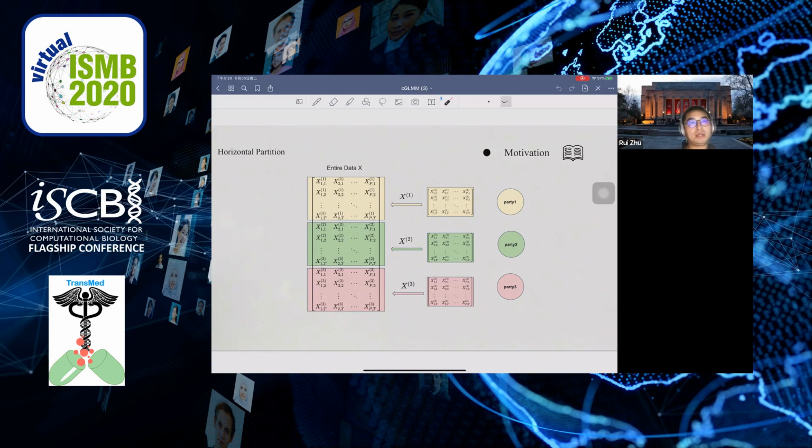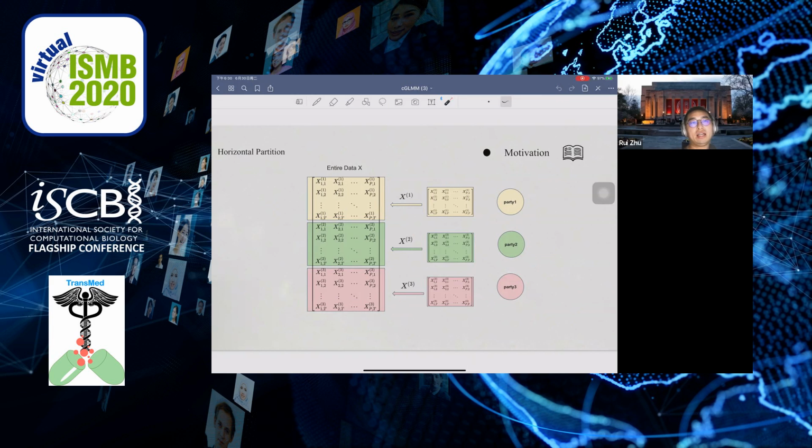Well, GLMM has been widely used. One typical problem is there are many data holders, or we can call them client or party. And each data holder only has some small amount of data. Using this small amount of data cannot build GLMM model precisely. For example, here we have three parties, party 1, party 2, party 3, and they hold their own private data. Also in GWAS, data are highly sensitive. Data holders cannot share those data directly.